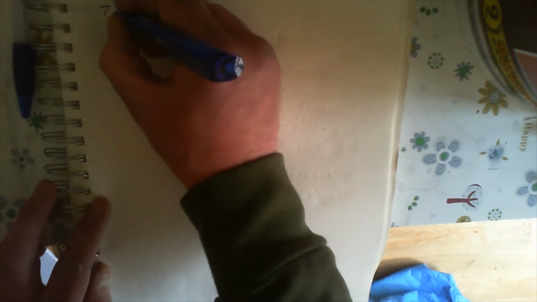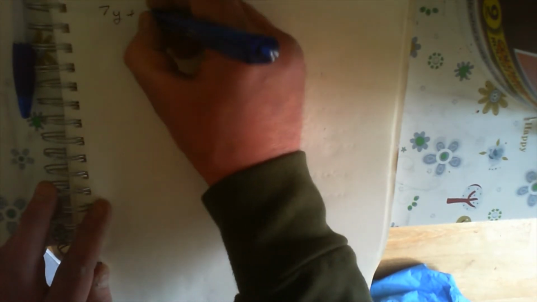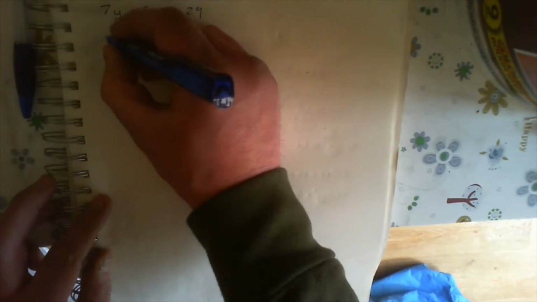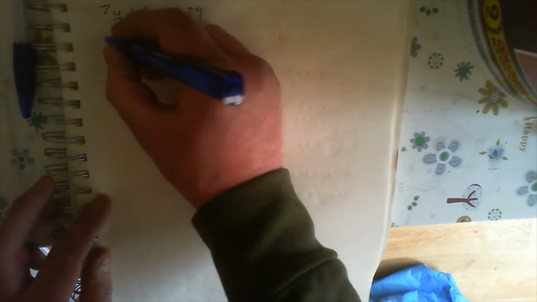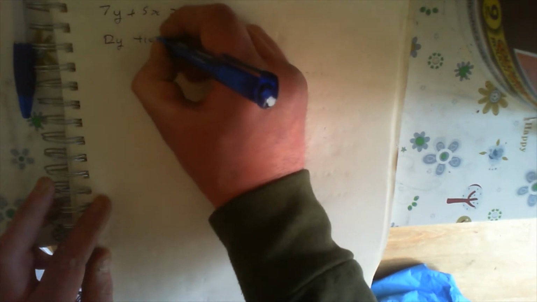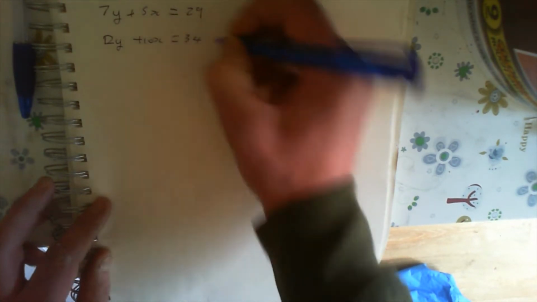So let's see, you see that 7y plus 5x equals 29, and what is that, 2y plus 10x equals 34. That was the equations of the line from the last tutorial.